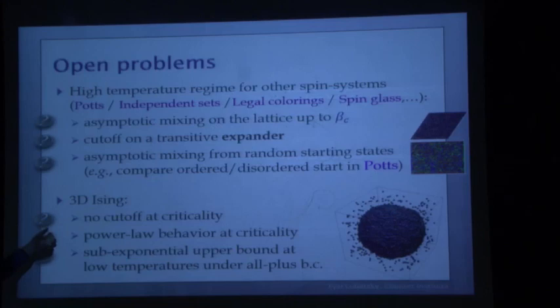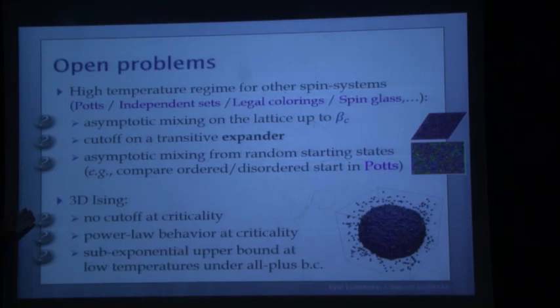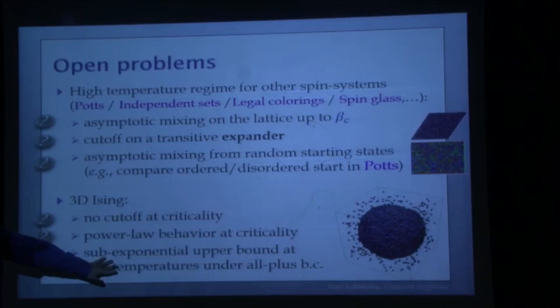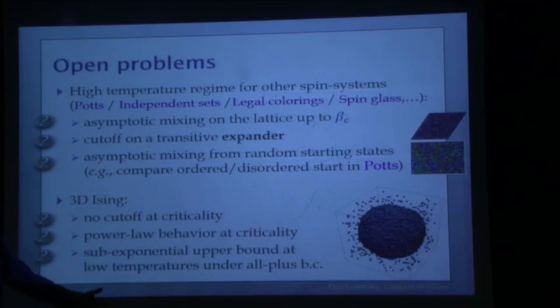But in 3D, we still need to show even just that there is no cutoff at criticality. We don't know that. And to show a power law, building on this recent work by Michael and Vladas and Hugo, and getting anything better than this horrible e to the n, closer to n squared, if you put plus boundary conditions. So these are questions where we are still far off from the best known bound at criticality, which is still exponential. Okay, that's it. Thank you.